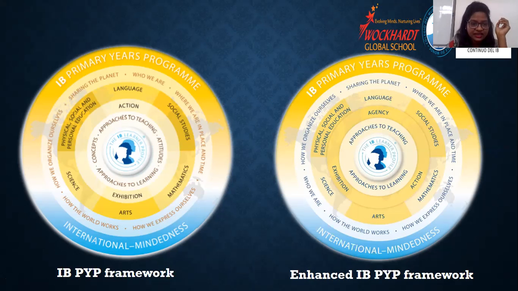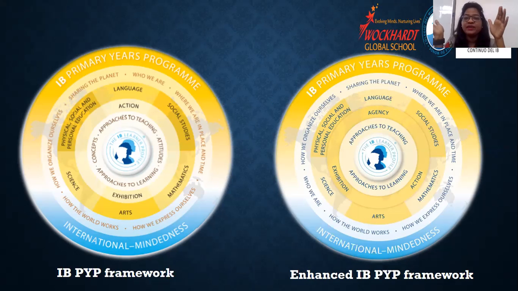In the third circle, it talks about action and exhibition. And then of course the additional subjects we have, like language, social studies, maths, art, and personal, social, physical education. And the second-last circle talks about all the six themes which we have. Everything together makes the IB PYP program, and with the help of this we make our students internationally minded.